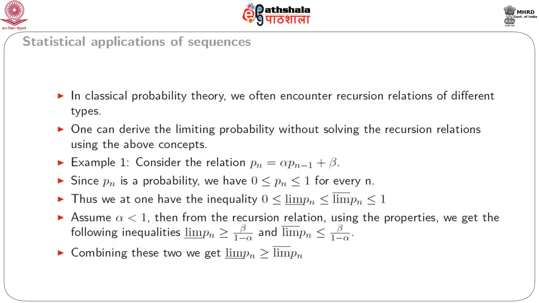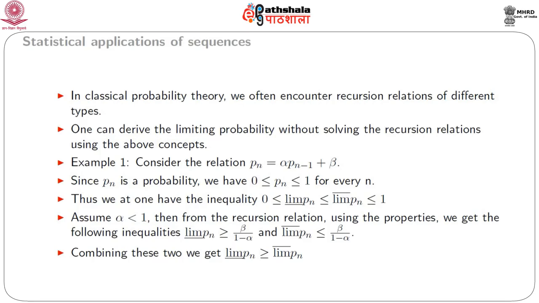So consider the relation Pn equal to alpha Pn minus 1 plus beta, where Pn is a probability. Since Pn is a probability, we must have 0 less than or equal to Pn less than or equal to 1 for every n greater than or equal to 1. Thus, we at once have the inequality 0 less than or equal to limit inferior of Pn less than or equal to limit superior of Pn less than or equal to 1. And since Pn is a bounded sequence, limit inferior and limit superior are both finite and they exist.